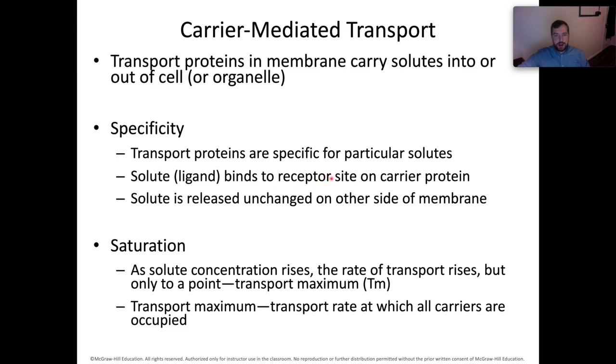The solute will bind to the receptor on one site. The receptor will change shape and spit it out on the other side. Very simple. However, transport proteins can become saturated. And that's at a point where there are too many molecules and all my transport proteins are full. We call this the TM, or the transport maximum. And that's where all my carriers are running as quick as they can.